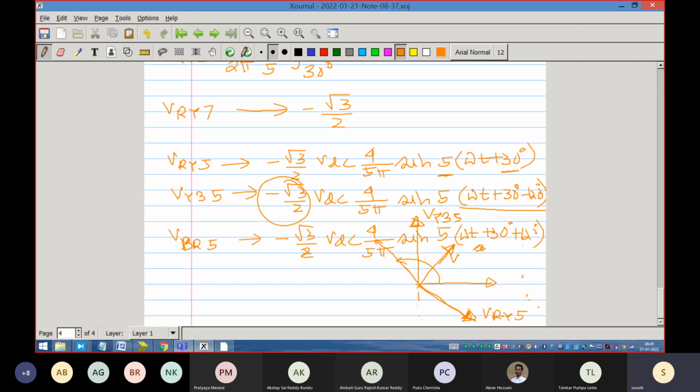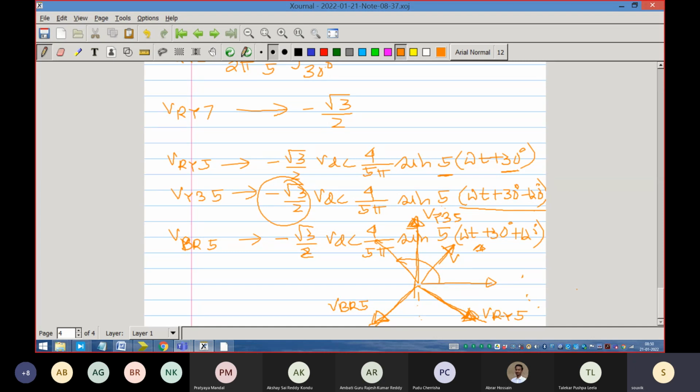And the third one is plus 90 degree, plus 150 degree into 5, right? So 150 into 5 is 750 degree. 750 degree means 720 plus 30. So 720 plus 30 is here, then negate it. Therefore, it is coming in this direction. So this is the original RY5, this is YB5, and this is VBR5. So that is where they are located.